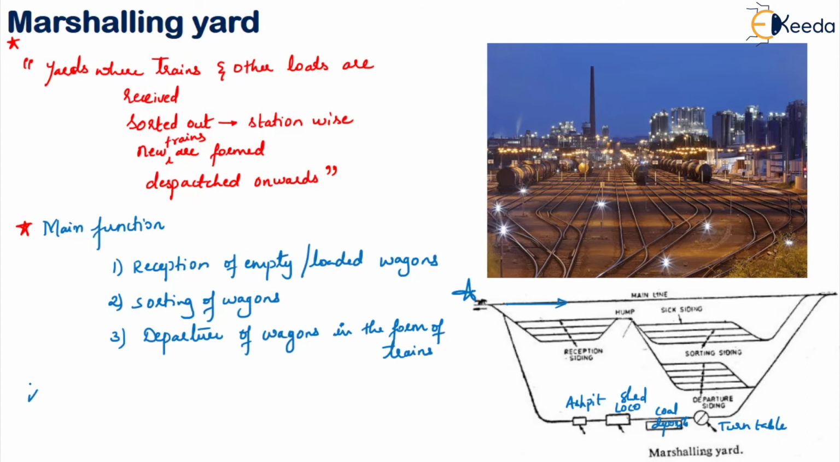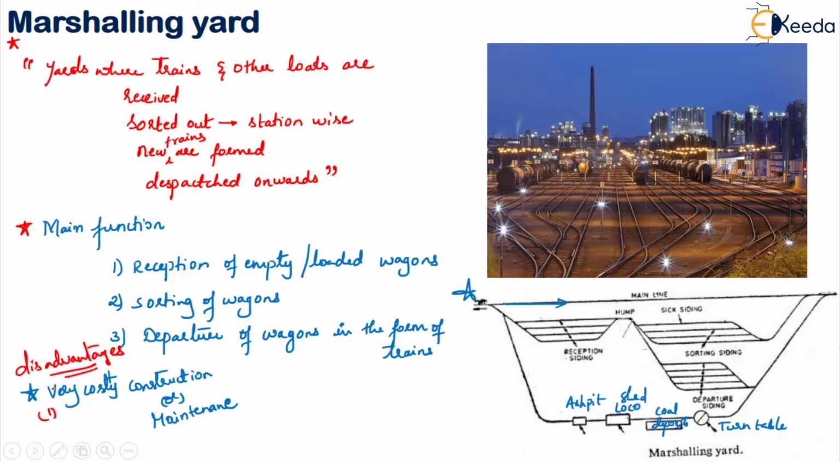Normally their construction is very costly, and so is the maintenance. So marshalling yards will be given only at important junctions or wherever distribution centers are required. One of the disadvantages of marshalling yards is the costly construction and maintenance of these yards. There are some more disadvantages. One is the costly construction and maintenance, and that's why we give it only at important junctions and important distribution centers, right?